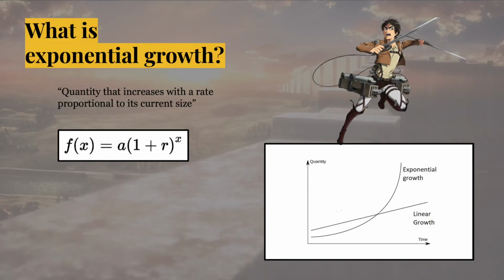First of all, what is an exponential growth graph? An exponential growth graph is a quantity that increases at a rate proportional to its current size. It is normally deduced in an equation of f(x) equals a times (1 plus r) to the power of x. This is an example of an exponential growth graph. It is very different from a linear growth graph, which is a straight line. An exponential growth graph makes a curve which goes in an upward direction.